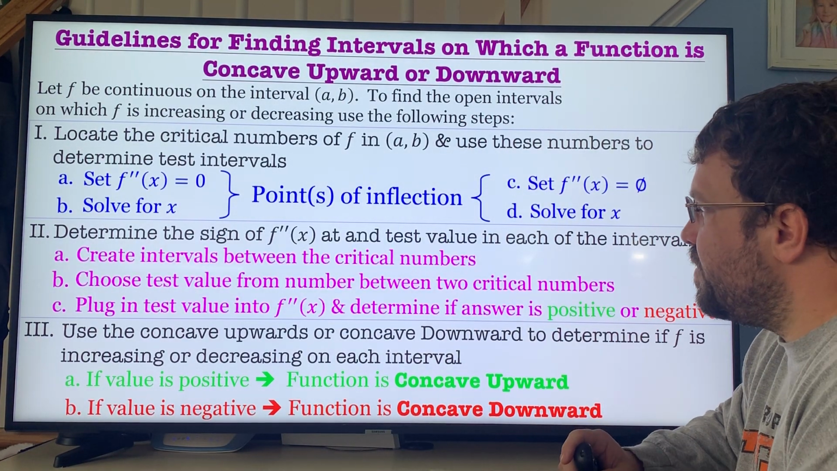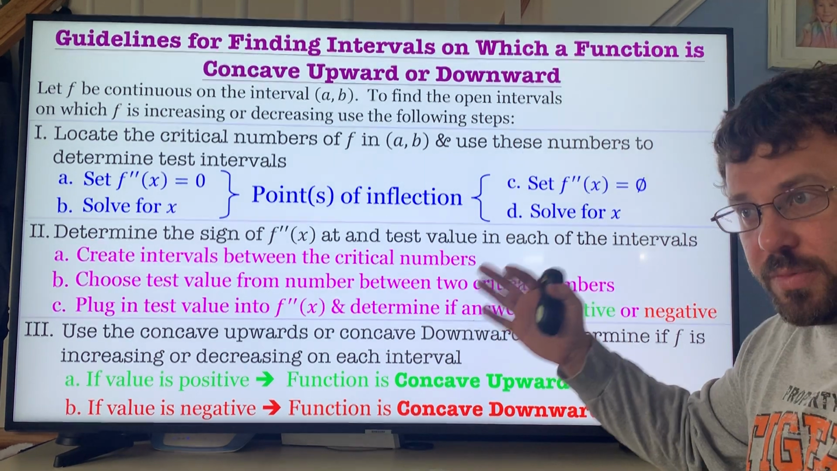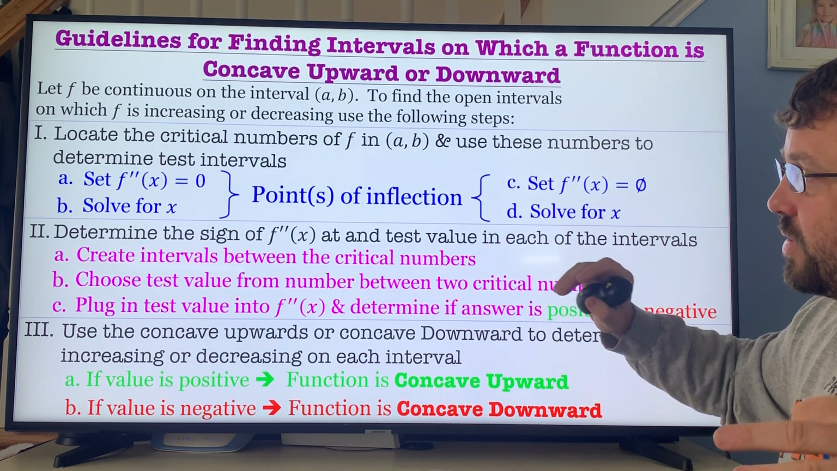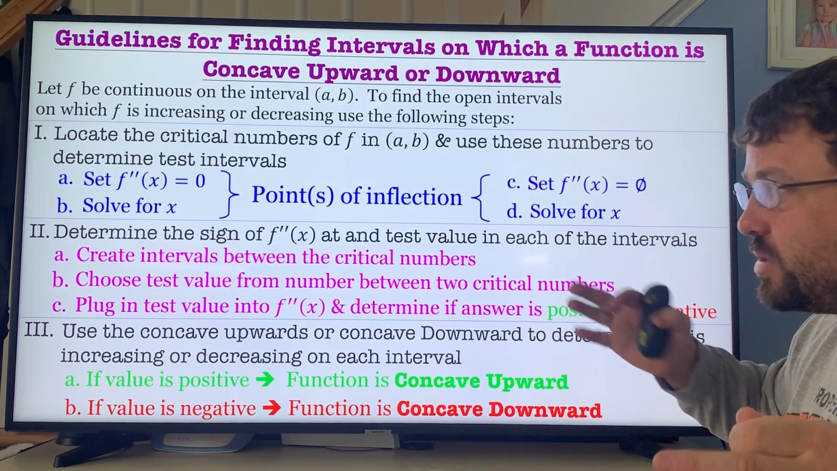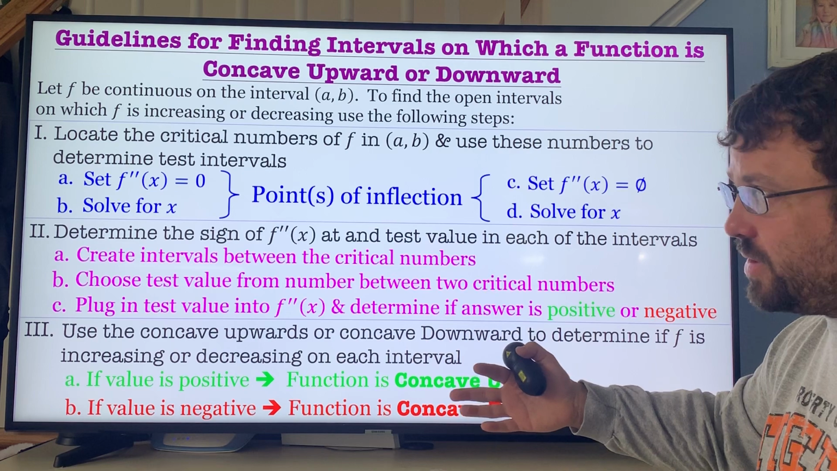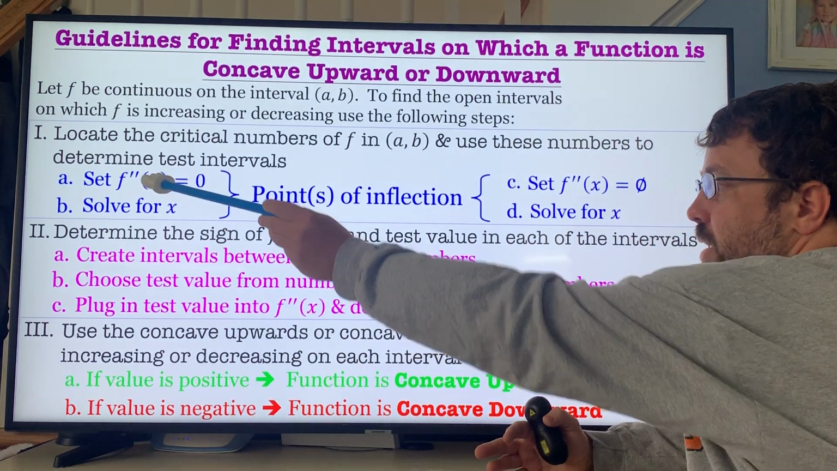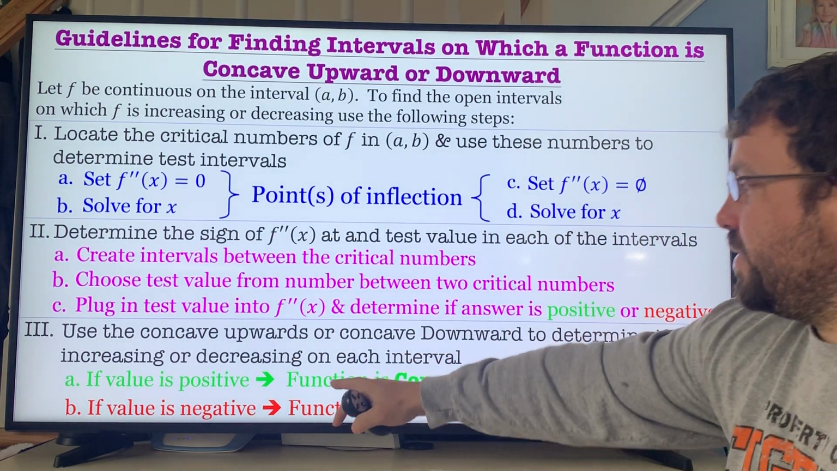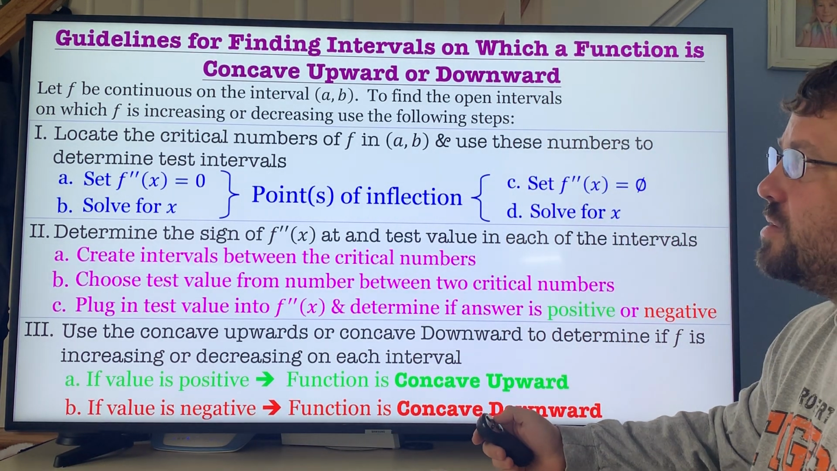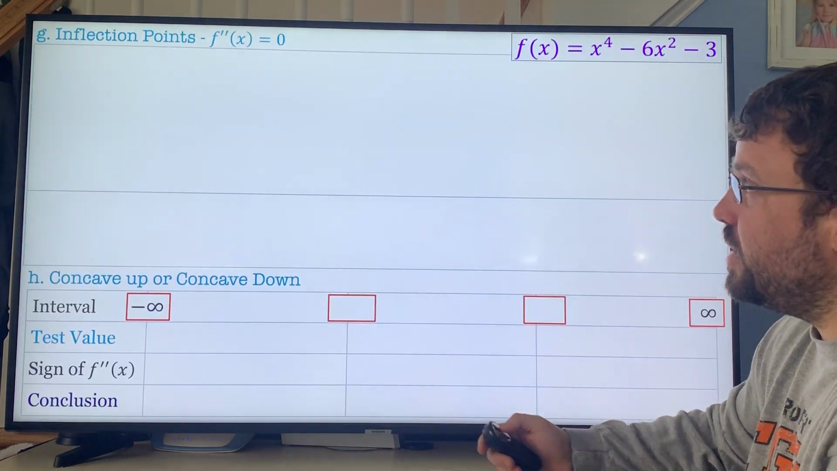Determine if the sign is, so once again, you're going to set up your intervals between those critical numbers you got from the second derivative. You're going to take test values between those intervals, right? Plug those test values into the second derivative, and then if they're positive, it's concave up. If it's negative, it's concave down. That's it. So let's go attempt one of these.